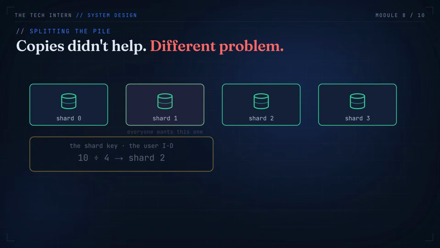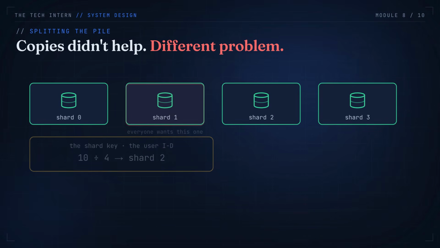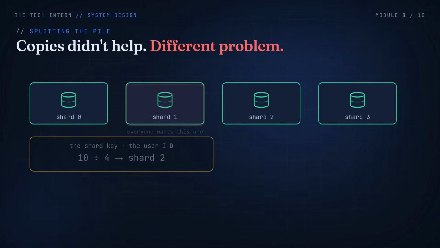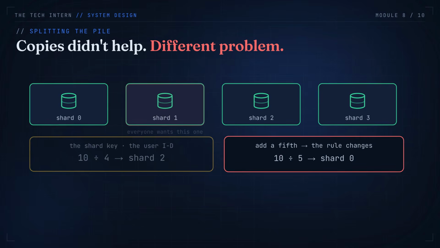The fix is a shard key that scatters the popular things instead of grouping them. The second problem is worse. Remember the rule, divide by the number of shards. What happens when we add a fifth? The rule changes from divide by 4 to divide by 5.